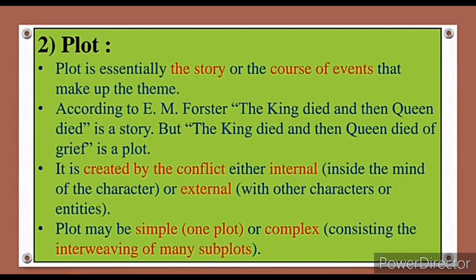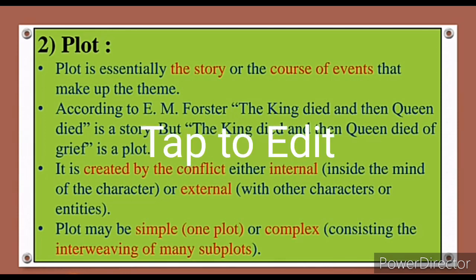Understood? You can see the second point, according to E.M. Forster: the king died and then the queen died is a story, but the king died and then the queen died of grief is a plot. एक राजा और एक रानी दोनों मर गए, ये तो एक स्टोरी है. But the king and the queen died because of grief. Grief means दर्द, problems, tension, दुख. The king and the queen died because of the trouble, sadness, that is the plot. तब समझ में आता है वो दोनों मरे पर वो लोग problems के साथ मरे. So that is the plot. It tells us what the main theme is.